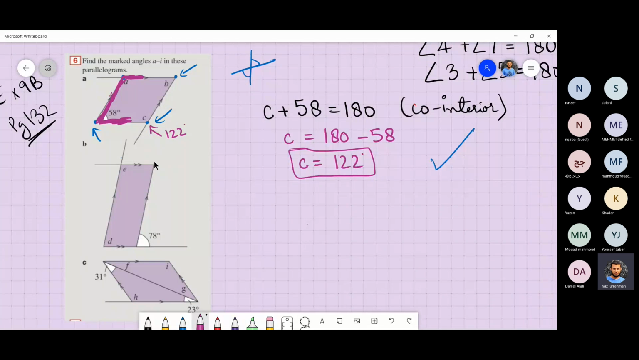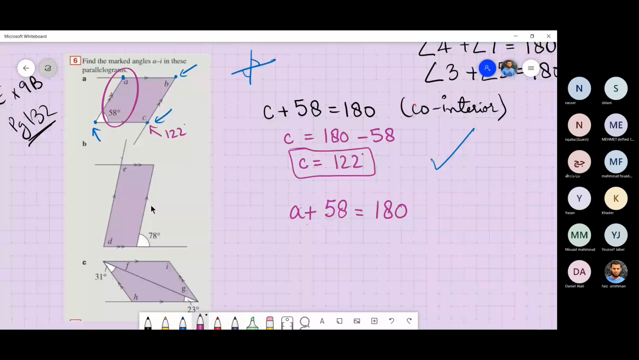So what will be the equation now? A plus 55. Where did 55 come from? A plus 58, you mean, sir. Sorry, sir. So A plus 58 should be equal to 180, or not? These two? By which property? Exterior. Co-interior.